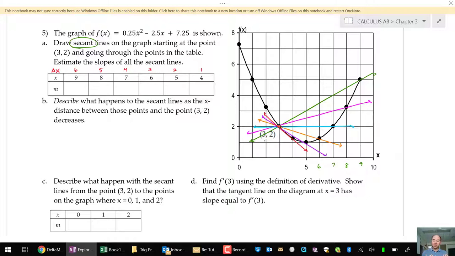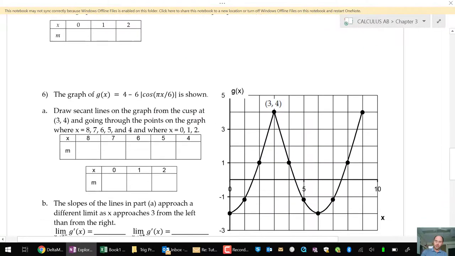And that's why we're getting into this idea of the limit of the average rate of change. The average rate of change is the slope of the secant, but the limit of those average rates becomes the slope of the tangent and is the exact definition of the derivative.